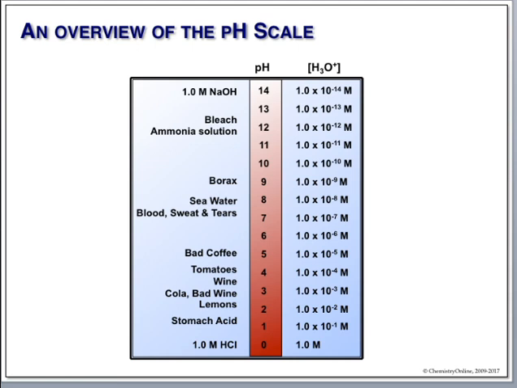Let's see. Stomach acid is down here between 1 and 2. Amazing it doesn't dissolve itself. Cola, bad wine, about 3. Very bad coffee, about 5. Blood, sweat, and tears, a little over 7. Work up here to ammonia and bleach, 12, 13. Again, anything above 7 is a base. Anything below 7 is an acid.